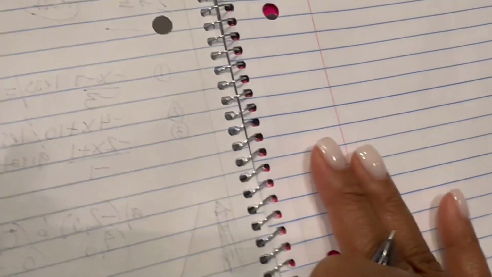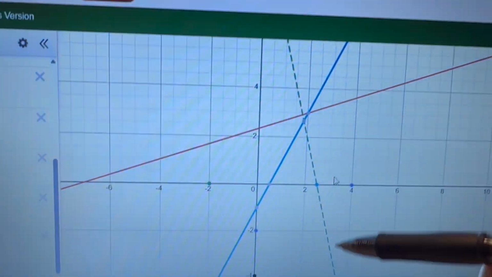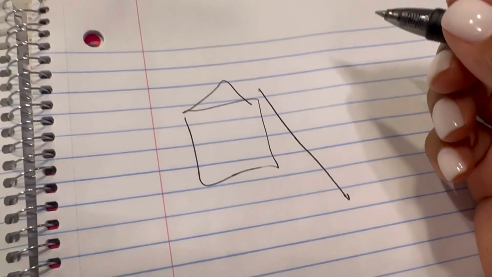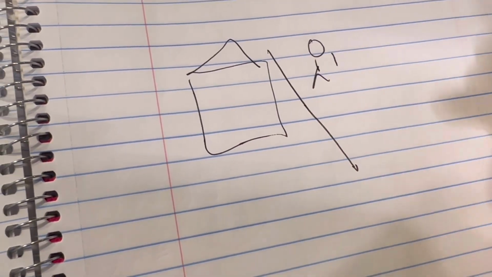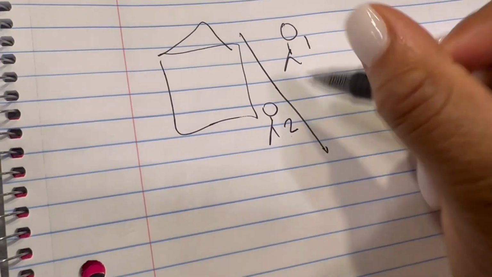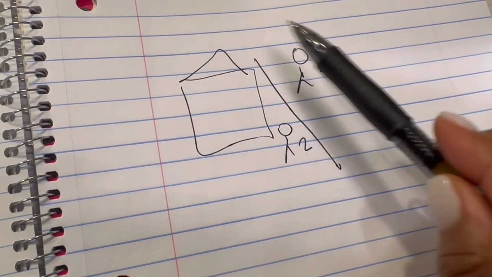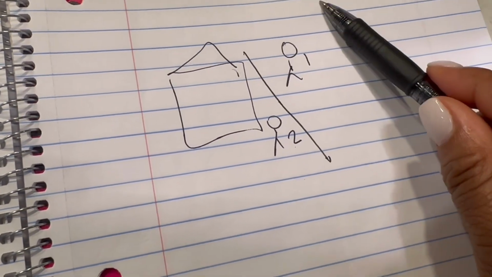Let's look at an example. Say you have a house. This green line is a ladder. Say this is a ladder to your house. Okay? Where is below the ladder? Is it guy 1 standing on the ladder or guy 2 standing below the ladder? Guy 2 is below this ladder. It's below the angle. Anything over here is below. Anything up here is above.